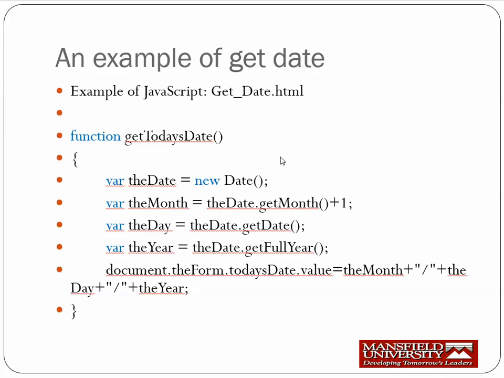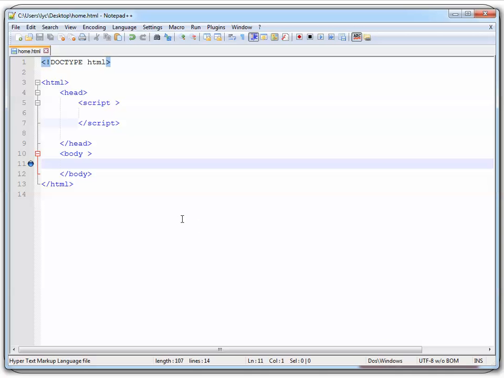This is the second video of JavaScript. In this example, we will learn more about JavaScript. First, let's do an example of getting the current date. So we start from Notepad++, but here we include JavaScript. We close it. So don't forget to do this.